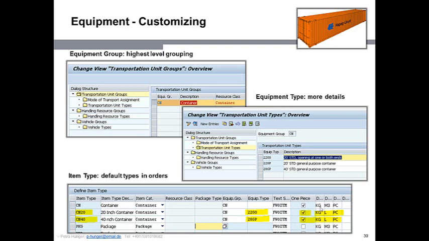And I can also default if there should be one piece only on this item, so I allow only one container per item, or if it's possible to enter several pieces, and then I can also give the unit of measure. So maybe for a container it makes more sense to have kilograms, pieces and square meter rather than liters.